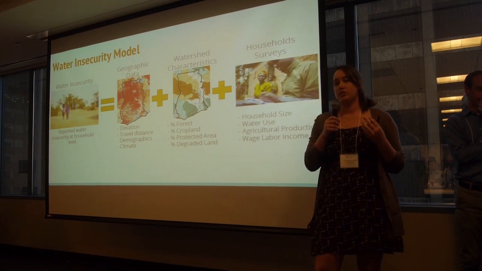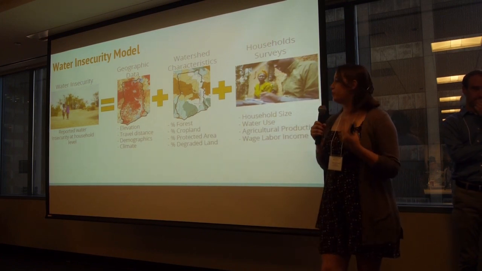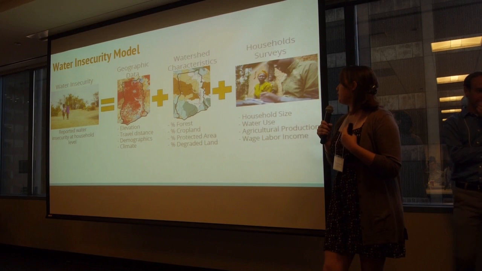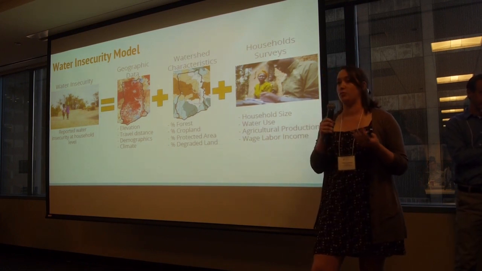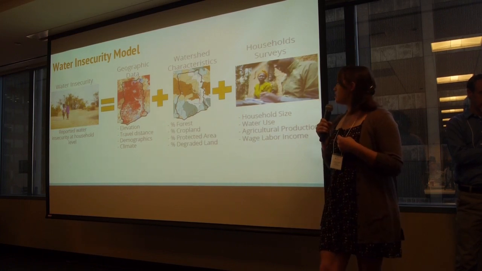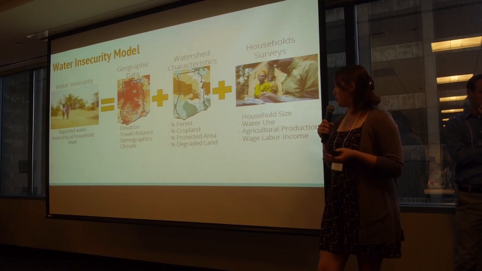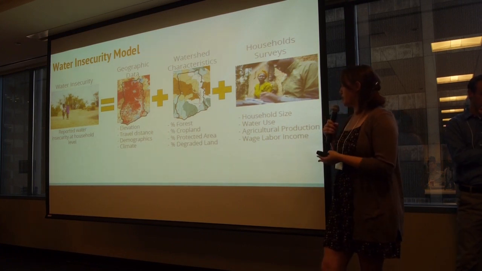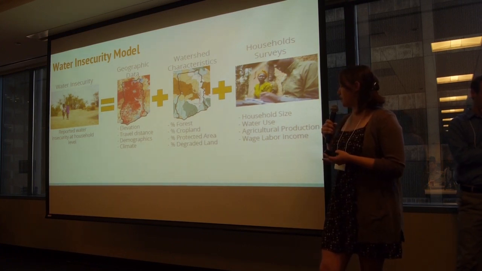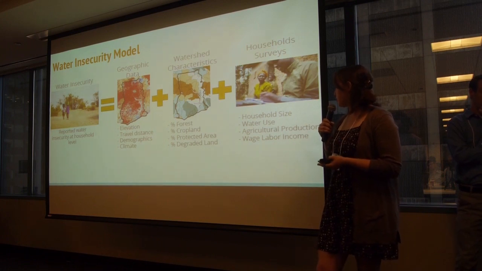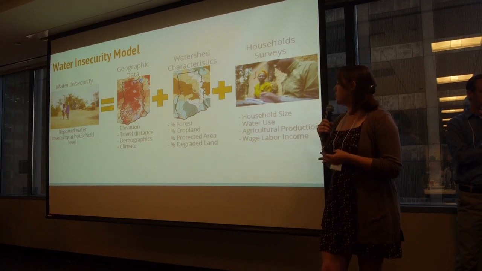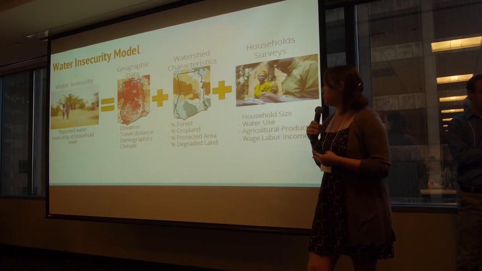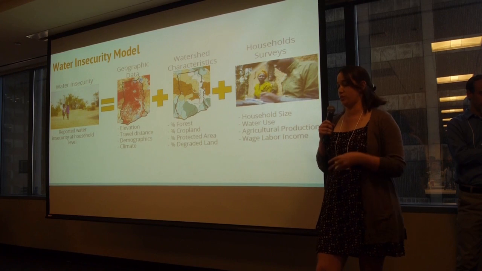We're also interested in improving our model performance by including socioeconomic data in addition to the geographic data and watershed characteristics. So we included household surveys from the Vital Signs data in our model. Some of the more important variables we found were household size, water use, agricultural production, and wage labor income. And with this, we made predictions just about the Vital Signs households, so this one is not extrapolated.